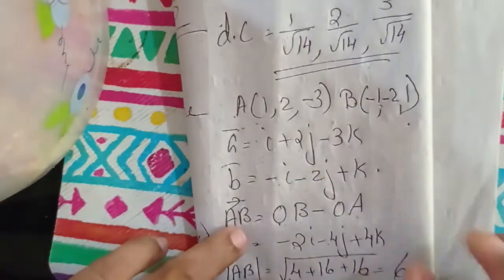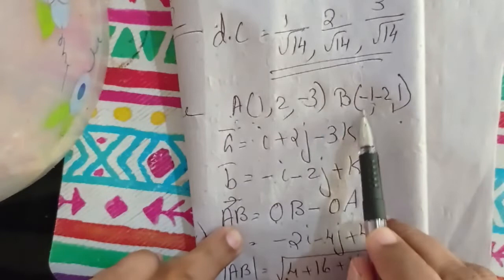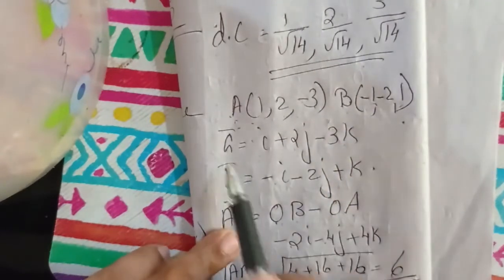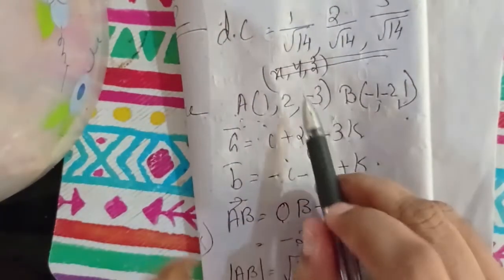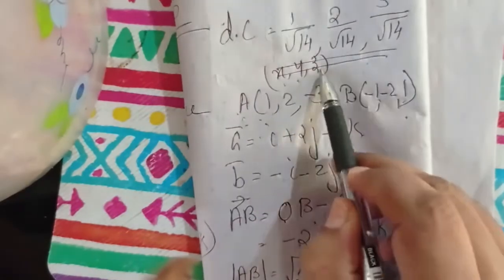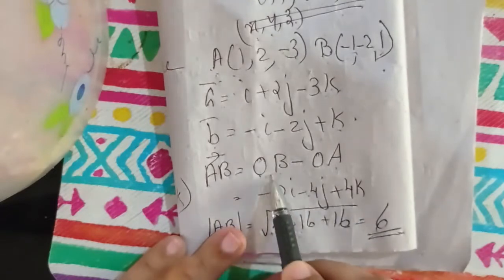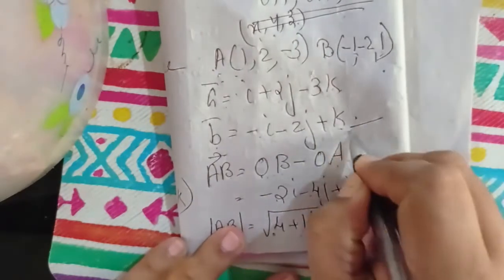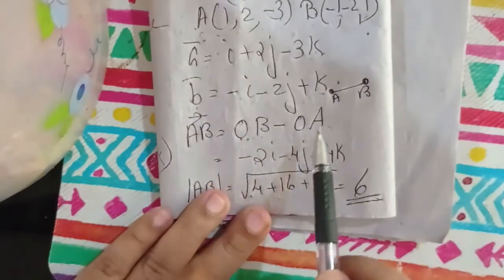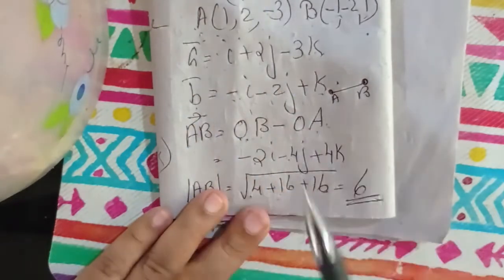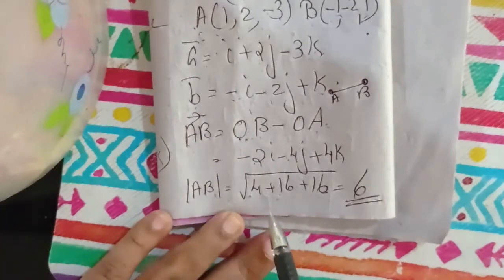Understand? Once again listen, all of you. A is equal to the vector 1, 2, minus 3. B is equal to minus 1, minus 2, 1. Then you have to write it in vector form. If the points x, y, z are given, then how can you write that in vector form? xi plus yj plus zk. First you write A, then you write B, then AB means terminal point minus initial point, that is OB minus OA. Subtract the i component, j component, k component separately. Then find mod AB. The answer is 6.